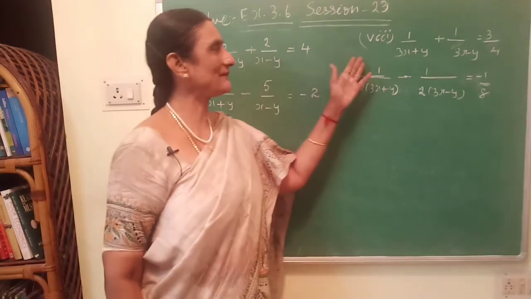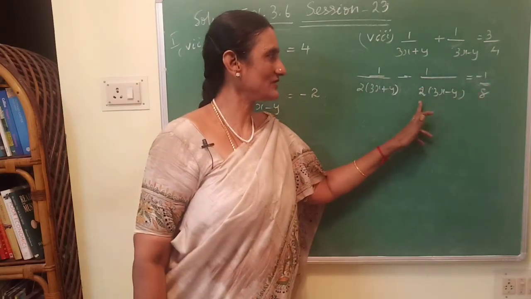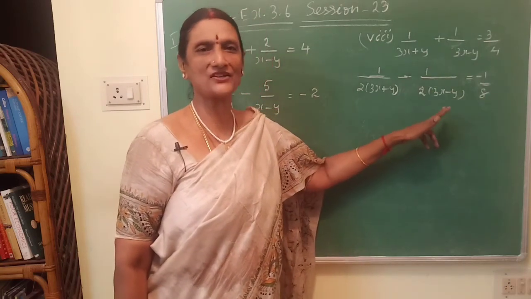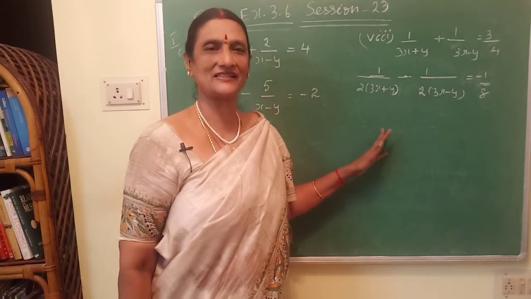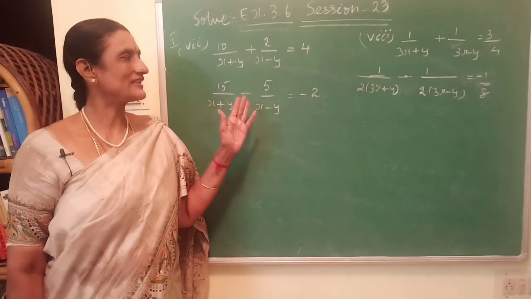Now look at this sum. Here 3x plus y, so 3x minus y, 2 into 3x minus y. Okay. This sum, if you feel you can do it, you do it. Otherwise, we will discuss it in the next session. Okay. But this you can easily solve. This sum is very simple.